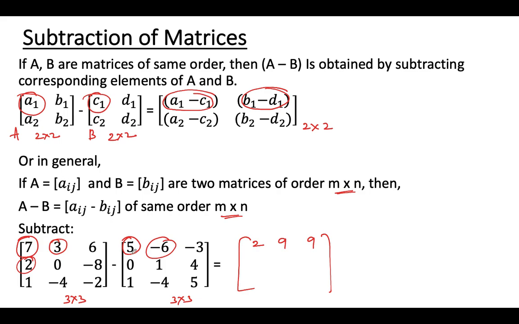Similarly, 2 minus 0 is 2, 0 minus 1 is minus 1, minus 8 minus 4 is minus 12. 1 minus 1 is 0, minus 4 minus minus 4 is minus 4 plus 4, which is again 0, and minus 2 minus 5 is minus 7. This matrix is also of order 3 by 3.